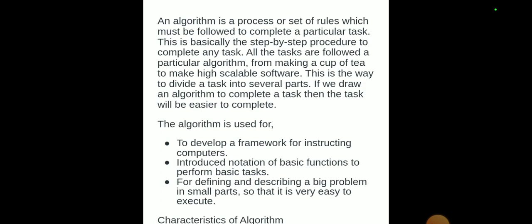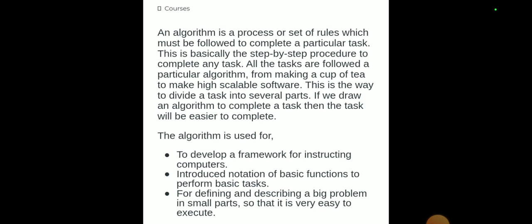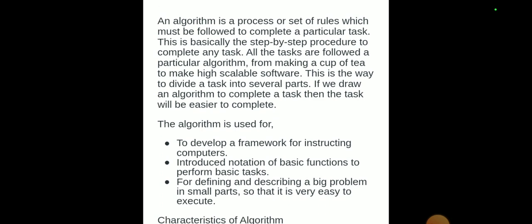The algorithm is used, number one, to develop a framework for instructing computers, and number two, to introduce notation of basic functions to perform basic tasks, for defining and describing a big problem in small parts so that it is very easy to execute. Then we have the characteristics of an algorithm.